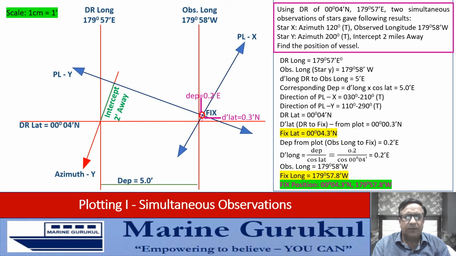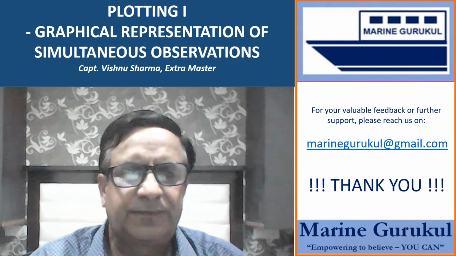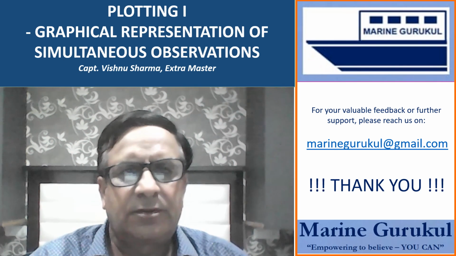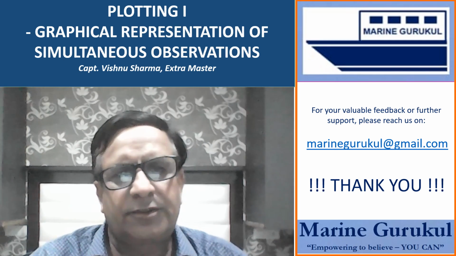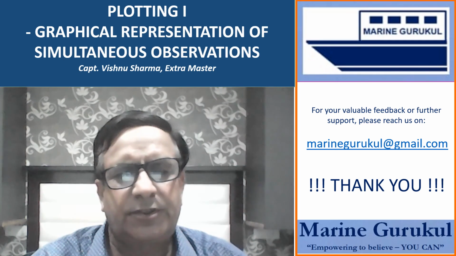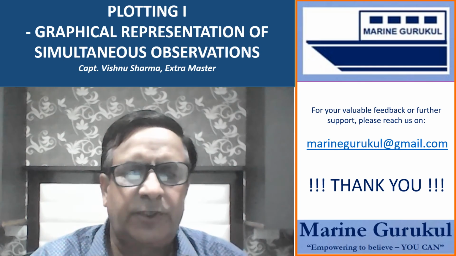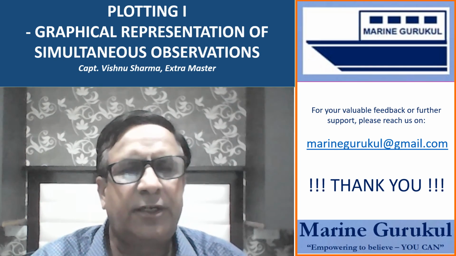The same plot, if done on a plane sheet, would appear the way it is showing up on your screens now. So I'm sure with these 4 examples, you would have gained confidence to be able to plot simultaneous observations, both using graph paper if accessible, and at the same time, in the absence of graph paper, be able to plot the same on a plane sheet. Now we come to the end of this plotting 1, that is the graphical representation of simultaneous observations.